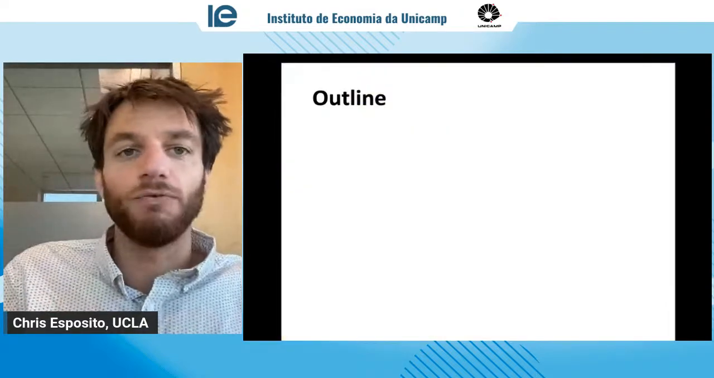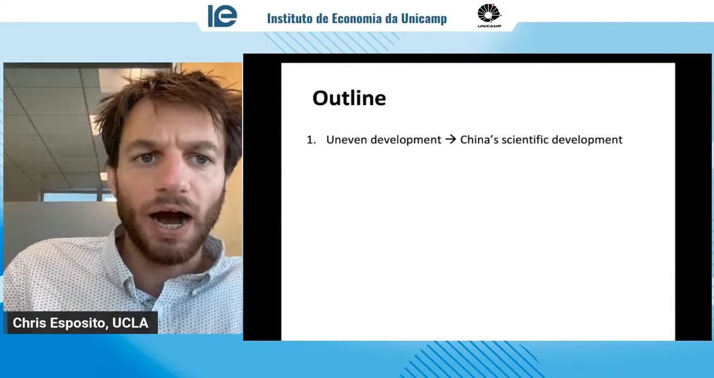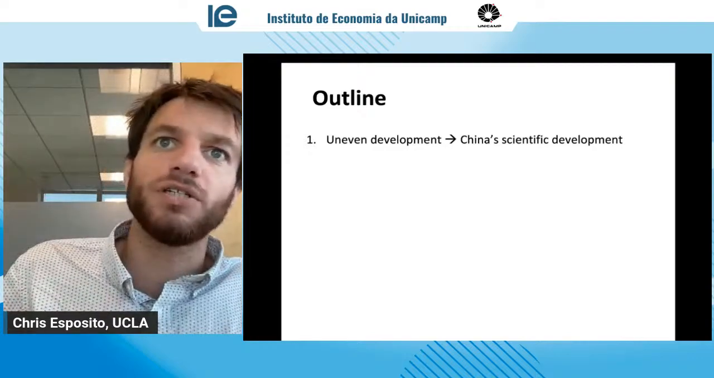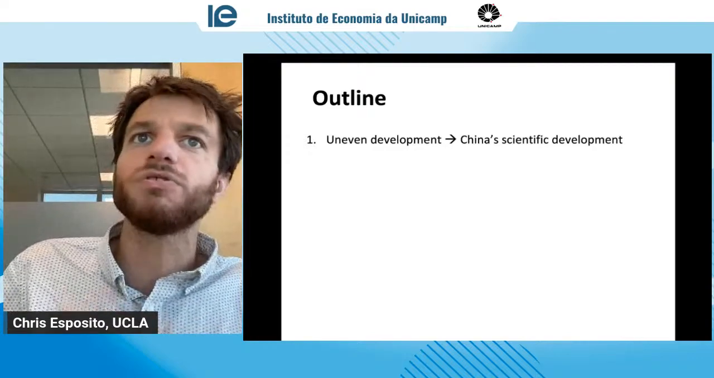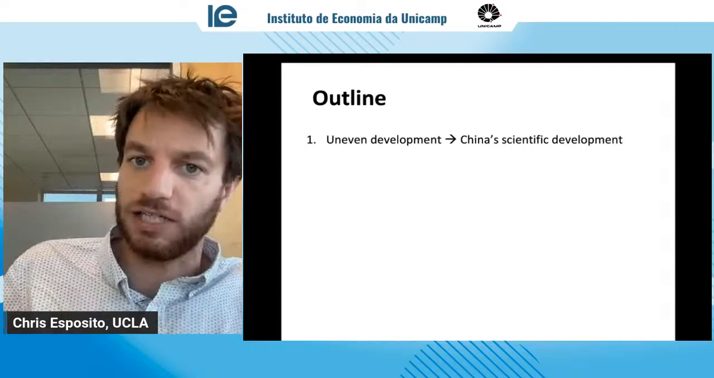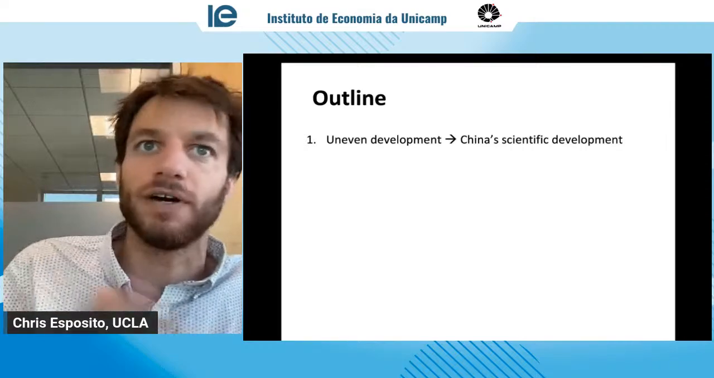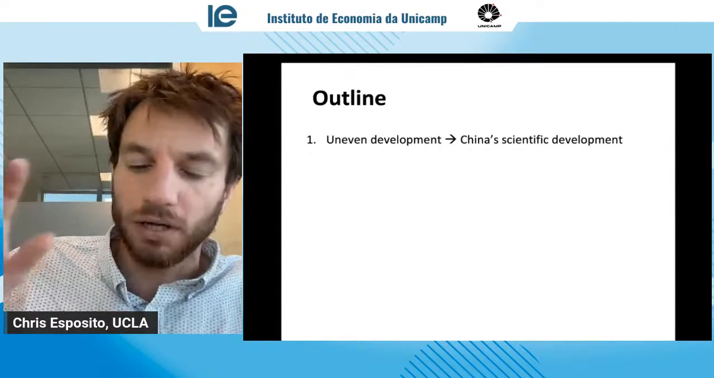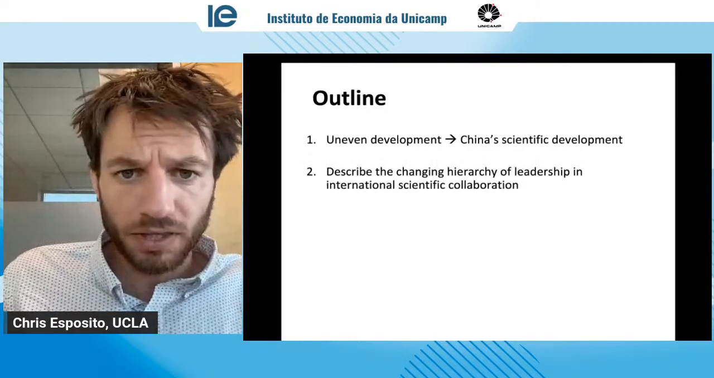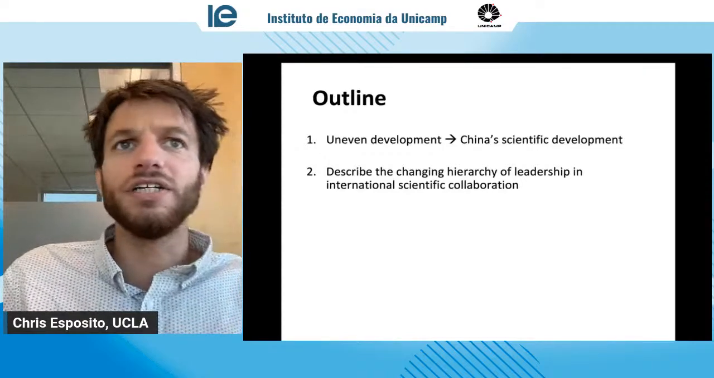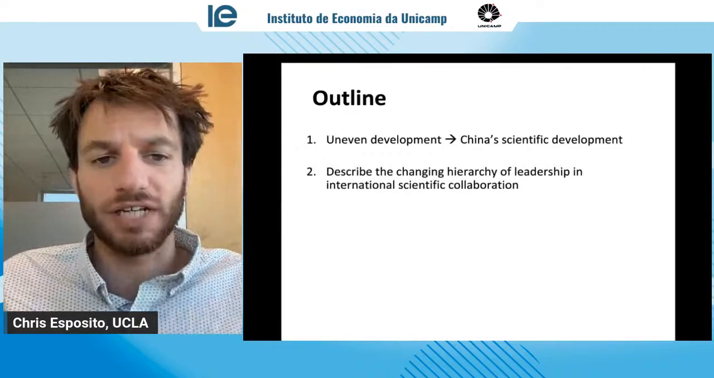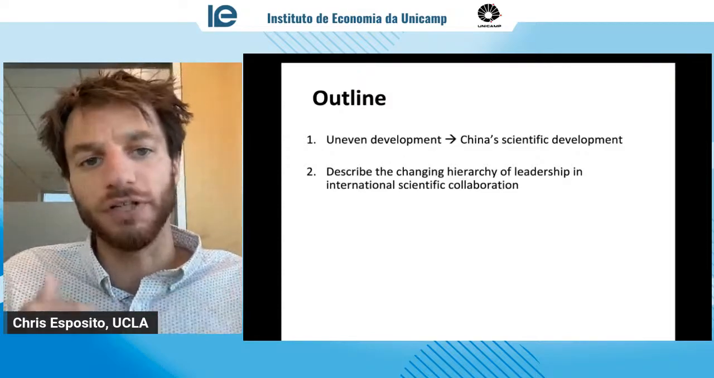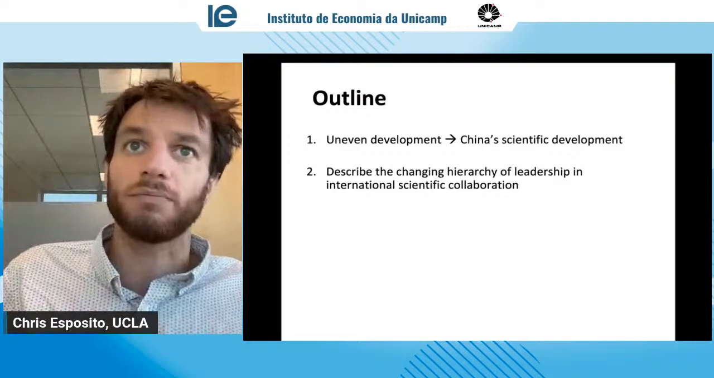Just to give an outline of what I'm going to work through in the talk today. First off, what I'm going to do is start thinking about uneven development across space as a process and use that perspective to think about China's scientific development and how this links into uneven development around the world, but particularly focusing on China. So that'll be the story that we're going to be most keying in on. And what I'm going to do then is use the data that we have on scientific publication output to basically describe the changing hierarchy of leadership in international scientific collaboration.